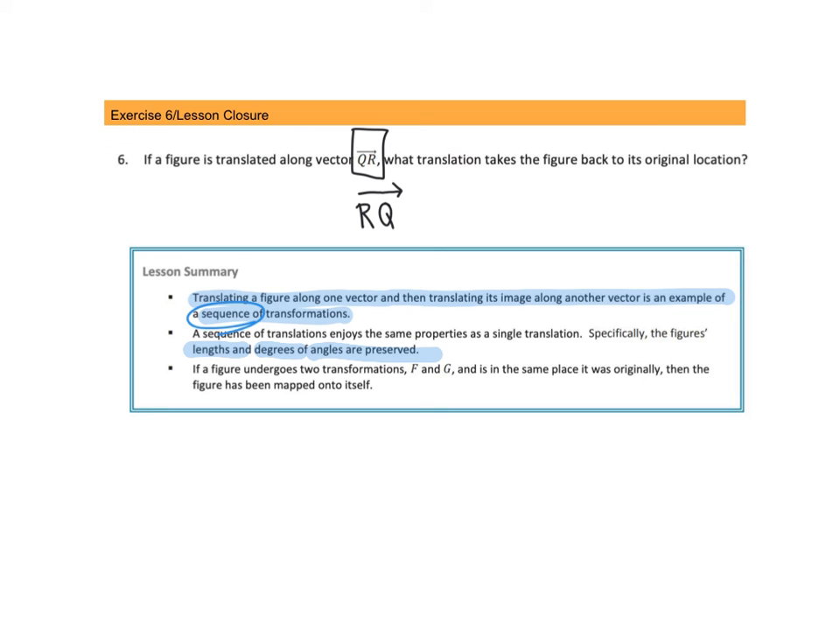And then lastly, if a figure undergoes two transformations and is in the same place it was originally, then it's been mapped onto itself. So that's just some verbiage that you need to know. When something gets mapped onto itself, it's just moved back to its original position.